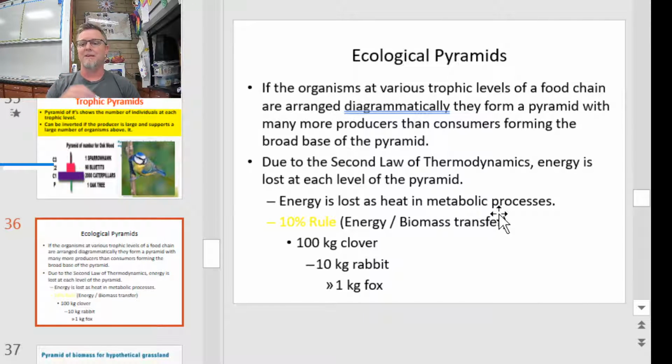Here's an example. If the organisms at various trophic levels of a food chain are arranged diagrammatically, they should form a pyramid, right? They should form a nice, normal pyramid. Due to the second law of thermodynamics, energy has to be lost at each level, about 10%, right? So this example here actually has the organisms in kind of a flipped orientation such that your producer is mentioned on top. If you had 100 kilograms of clover, then that should support 10 kilograms of rabbit and 1 kilogram of fox, right? That's how that 10% rule would work.